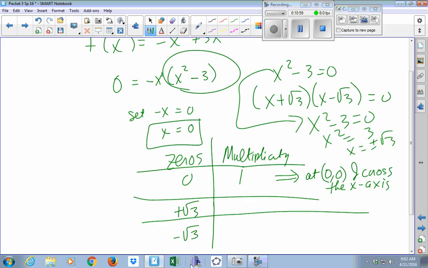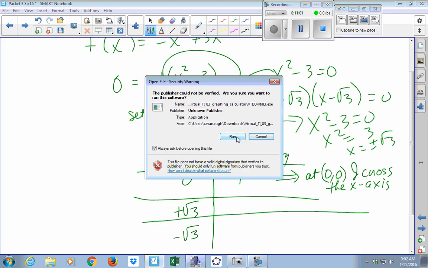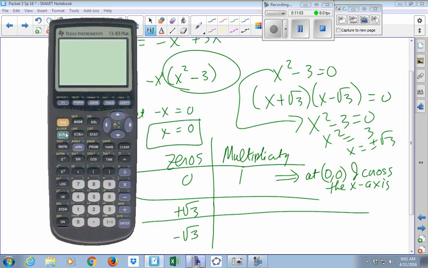Gabe gave us an approximation. Let's see how close Gabe was with the negative 1.8. So let's see what an approximate would be for square root of 3. Oops, that's good, Linda. Square root 3.